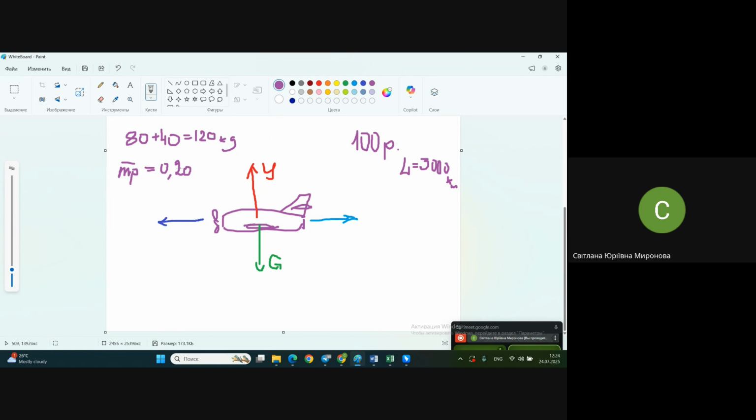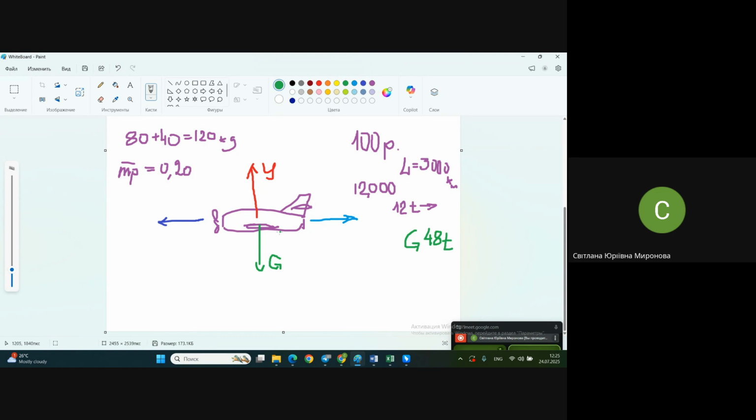Okay, if 1/5 of the airplane is 100 passengers, and one passenger is 120 kilograms, then 100 passengers is 12,000 kilograms, 12 tons. And we know that it's approximately 1/5. It means that the whole weight of this airplane is 60 tons.